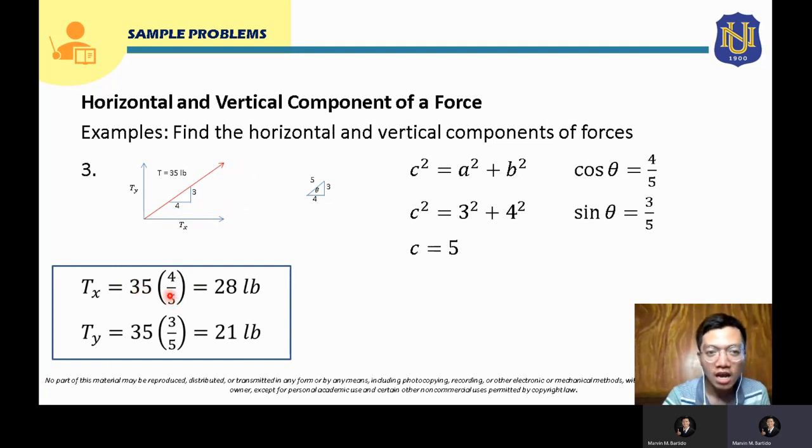Now, if you are looking for the vertical component, that will be Ty. What you're going to do here is just multiply T, which is 35, by the side that is parallel to the component that you are looking for. The component you're looking for is the vertical component, and the side in the slope triangle that is parallel to that is 3. So that will be 35 times 3 over the hypotenuse. It's simpler if you solve it that way. So that is how to solve for the horizontal and vertical components using a slope triangle.